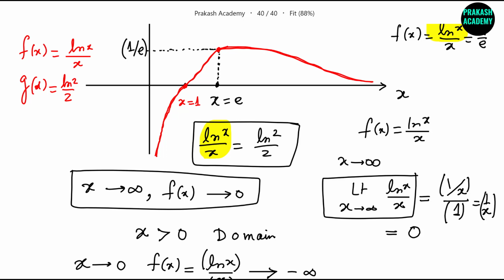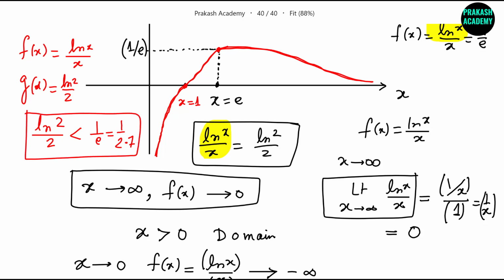And the value of this number is less than 1 by e. You can check yourself. So this is ln 2 by 2. This value is less than 1 by e, because e is 2.7. So this is 1 by e, which is equal to 1 by 2.7. And if you take ln 2 by 2 and you calculate, then you will find this value is less than 1 by 2.7. So if you plot a graph for g(x), it will be something like this.